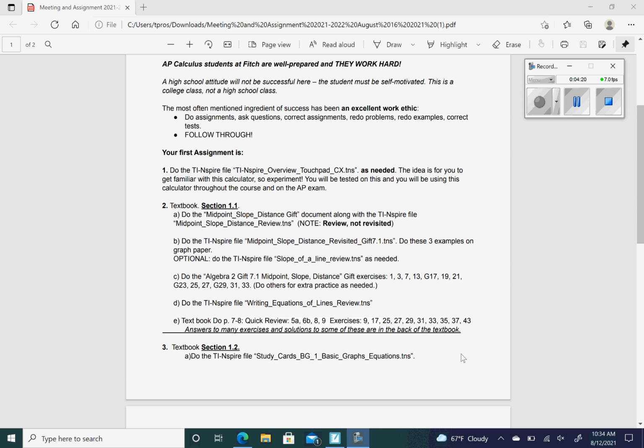Now I will also be posting a PDF of the back of the book, so you will be able to see the answers to many exercises. Usually they're odd. I think the quick review, they give all of the answers.